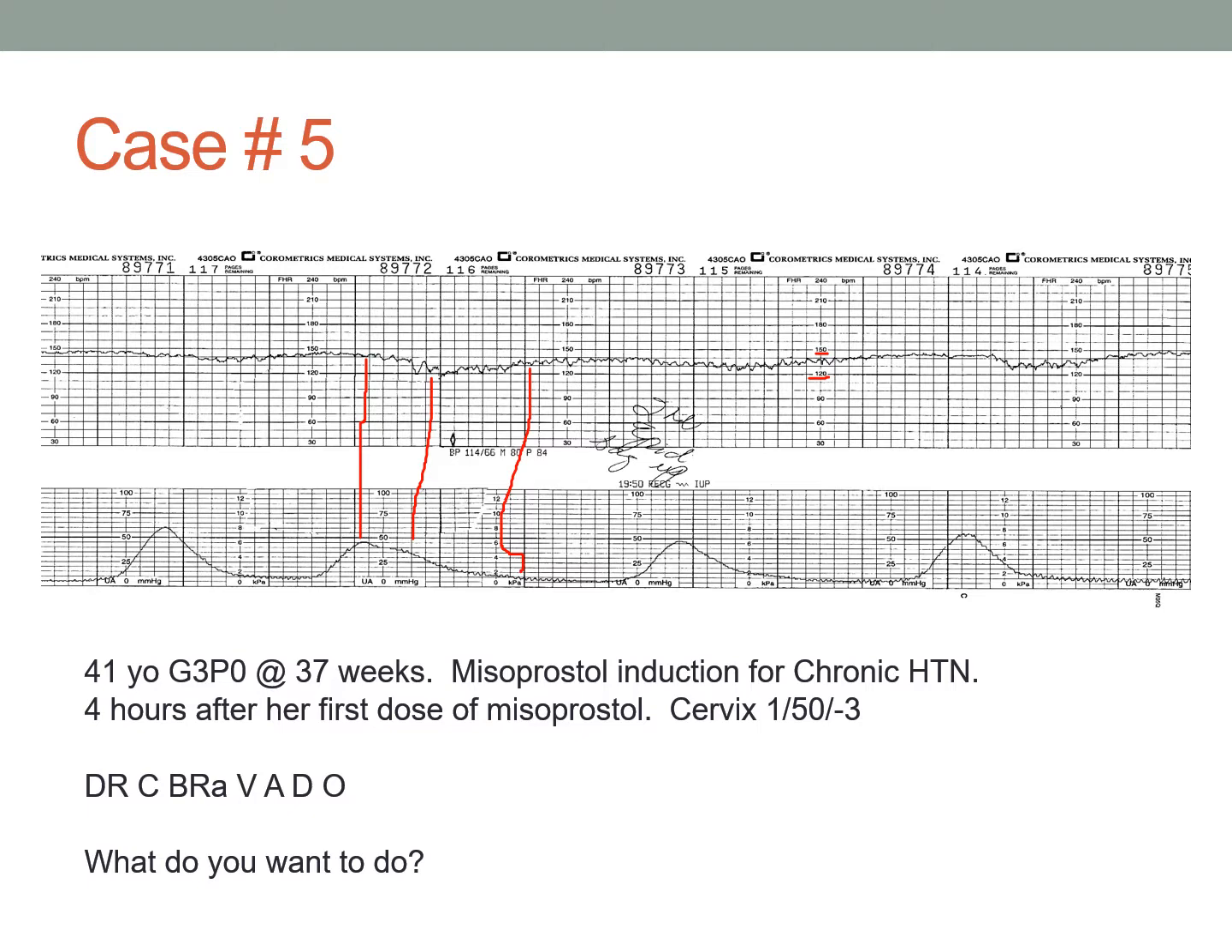And remember, late decels don't have a number requirement for how far the rate needs to drop. It can be subtle. Here we're seeing it only drop by 10 beats per minute or so and have a prolonged recovery. So you would categorize this as a category 2 strip. You've got moderate variability, but you have recurrent late decels. You really see them with all 4 contractions. So hopefully you're not going to give that next dose of misoprostol. You're going to think about repositioning the patient, giving oxygen, and seeing if this heart rate pattern can clear up and improve.